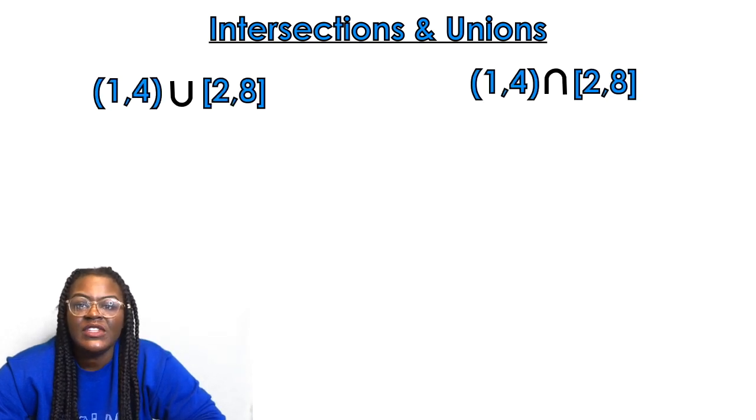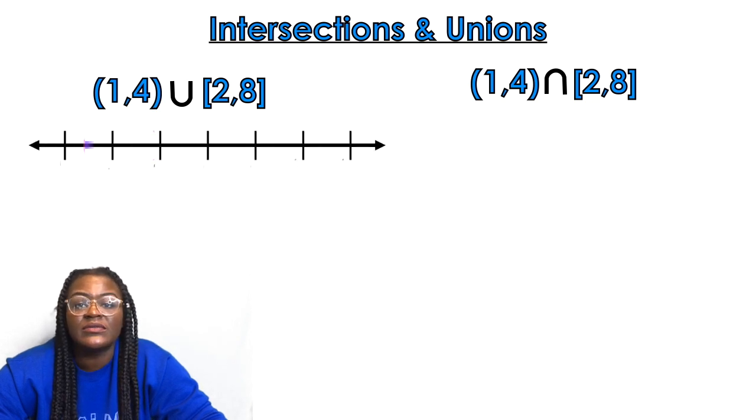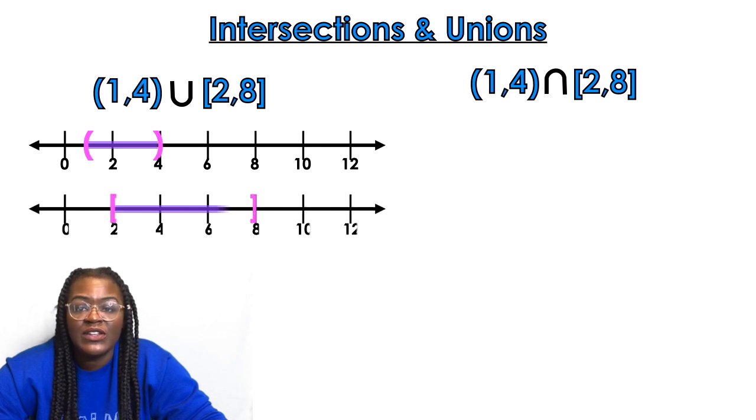Okay, so I have, a brain fart. Parenthesis 1 comma 4 in union with bracket 2 comma 8. So numbers between 1 and 4 in union with numbers between 2 and 8, including 2 and 8. So this is the first graph, 1 and 4. This is graph A. This is graph B. We know how to do graphs already. Graphs are not the hard part.